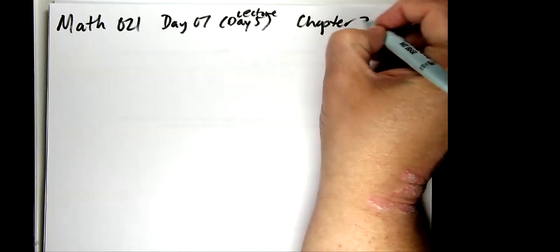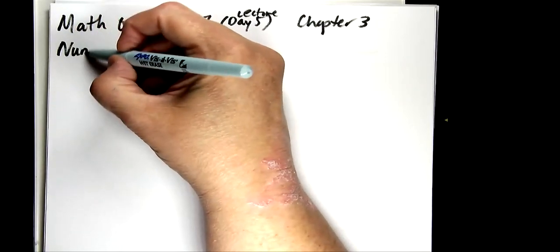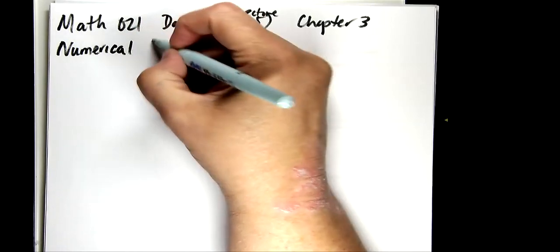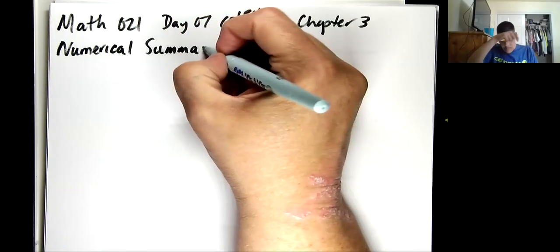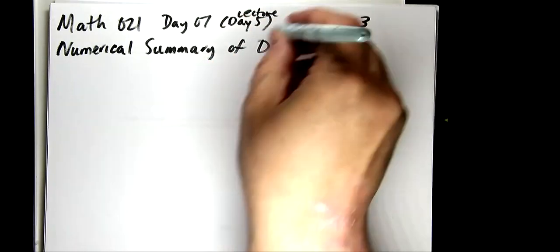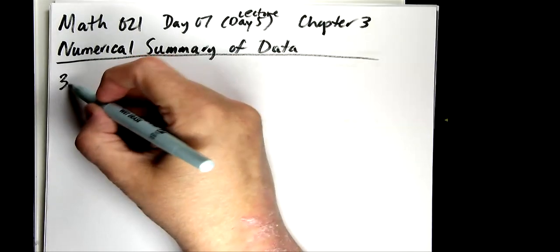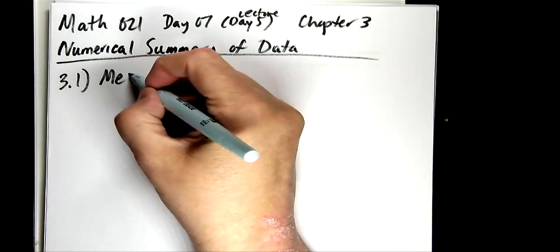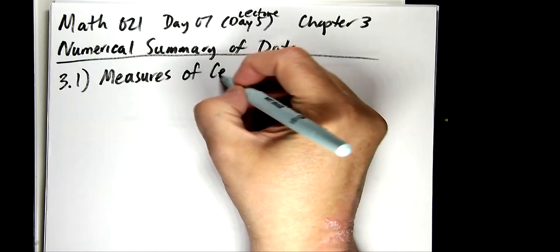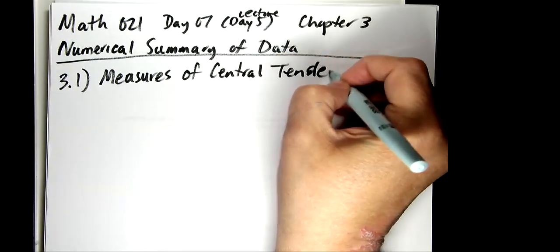We're starting chapter 3. We're only doing 3.1 today. Chapter 3 is on numerical measures, or numerical summary of data. And 3.1 in specific is on measures of central tendency. That's a mouthful, right?